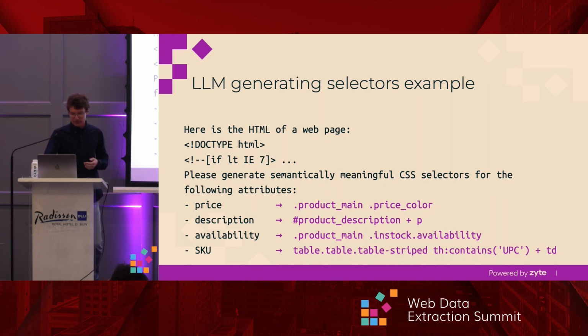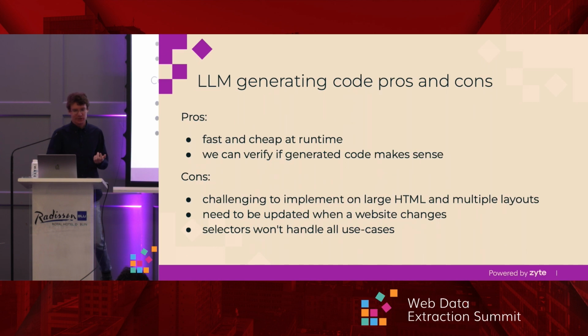I think this works really well for demos and for proofs of concept. But once we start to apply this in the real world, I think there are some issues. Yes, it's fast, it's cheap, and we can check if the code makes sense. But in practice, websites have multiple layouts, and these websites can change. So we need to think: how do we detect these different layouts? How do you decide which extraction rules to apply, how to detect the change, how to update this?